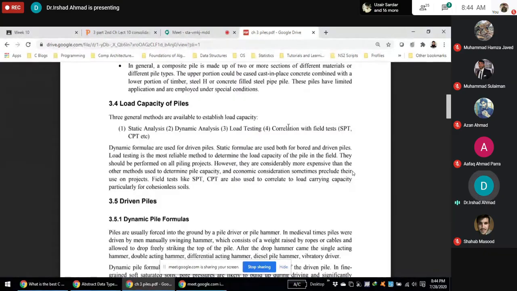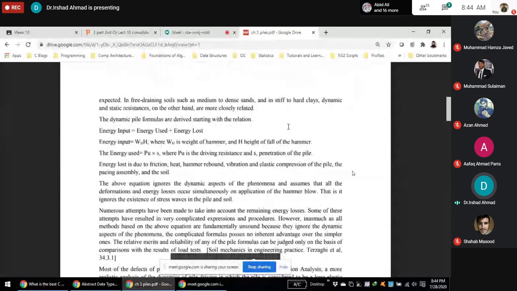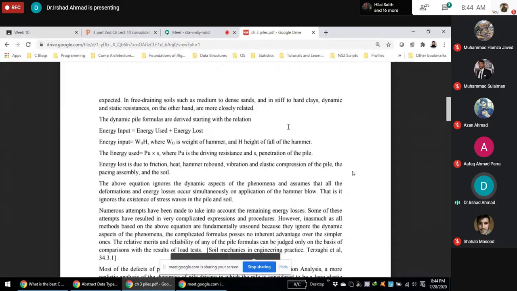So first, let's discuss dynamic analysis very briefly. They are used for driven piles. What we do, very simply, you have a hammer of weight W. They have a free fall of height H, W into H. This is the energy that you input to the pile that you are driving into the soil.